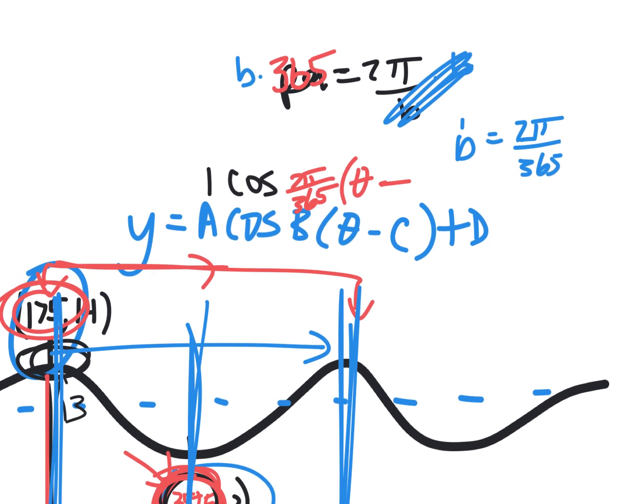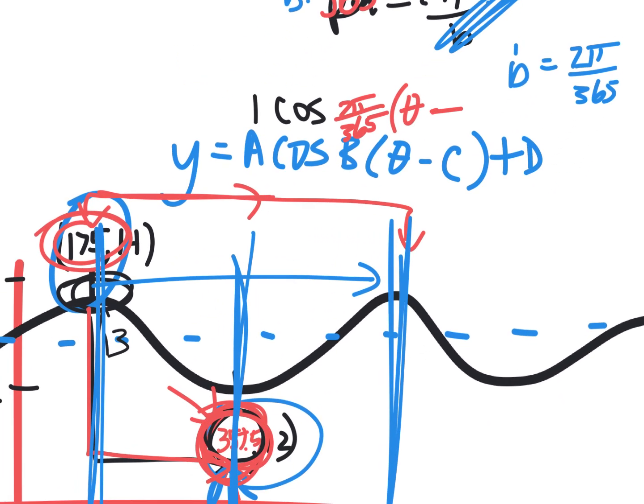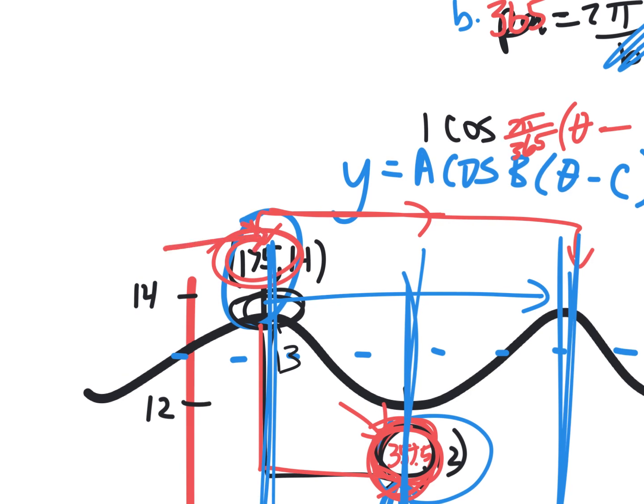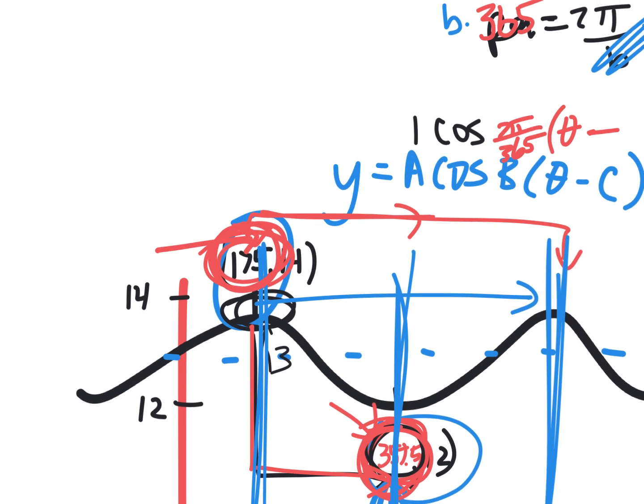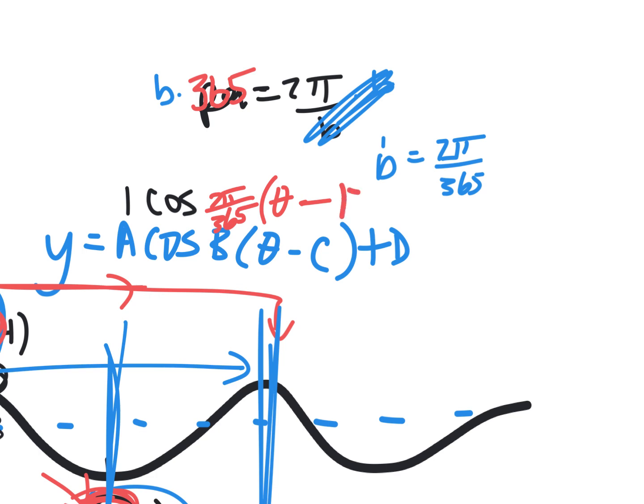And then last is the phase shift, is how far over this was. How far over was that? 175. You can just take the x value of the first peak.